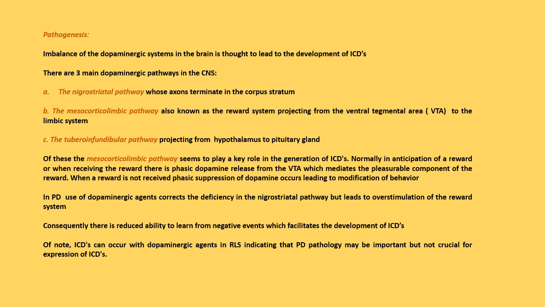Normally, in anticipation of a reward or when receiving a reward, there is phasic dopamine release from the VTA, which mediates the pleasurable component of the reward. When a reward is not received, phasic suppression of dopamine occurs, leading to modification of behavior. In PD, use of dopaminergic agents corrects the deficiency in the nigrostriatal pathway but leads to overstimulation of the reward system. Consequently, there is reduced ability to learn from negative events, which facilitates the development of ICDs. Of note, ICDs can occur with dopaminergic agents in RLS, indicating that PD pathology may be important but not crucial for development and expression of ICDs.